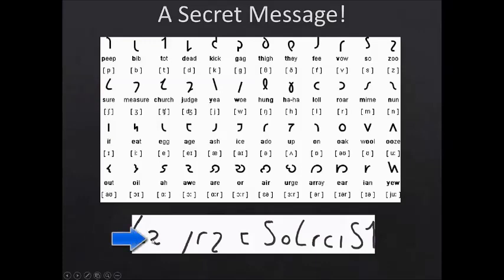This symbol right here, we're going to look for that in the vowels, and we will find it right here. That's the aw sound. So sh, aw, shaw. The first word is shaw, as in our author. Pause and see if you can figure out the message.